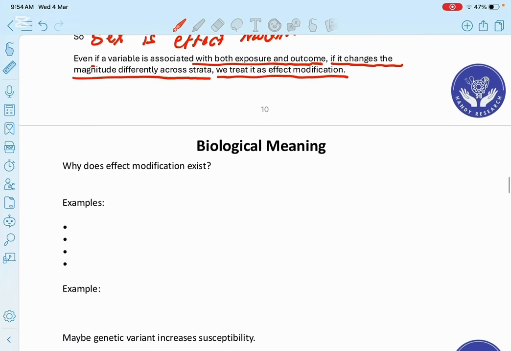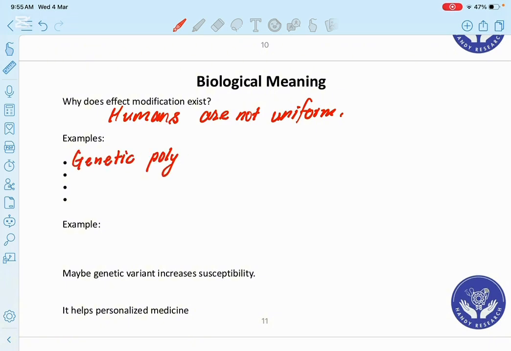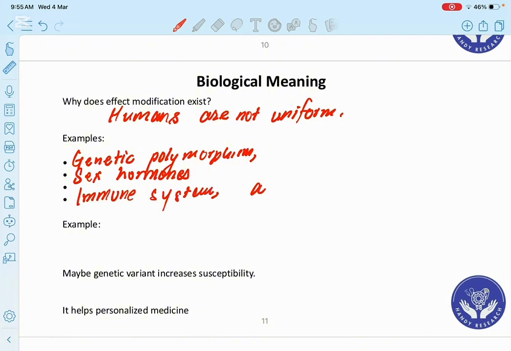Now let's go through the biological meaning. Why does effect modification exist? Because humans are not uniform. Some are healthy, some are athletic, and some are bored, lazy guys. So humans are not uniform. They have genetic polymorphisms and different sex hormones. They have different immune systems and different age-related metabolism as well. So those differences exist in human metabolism.